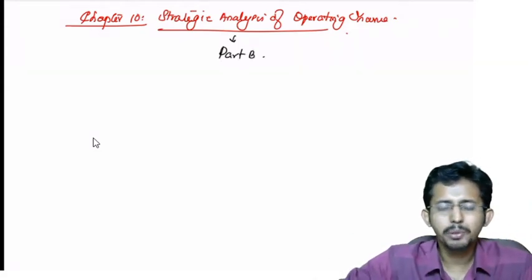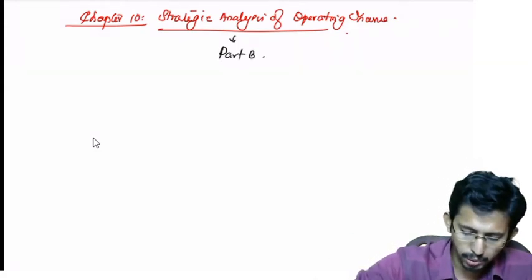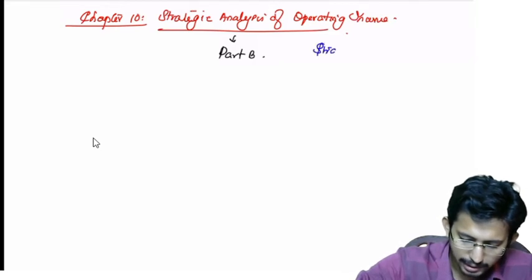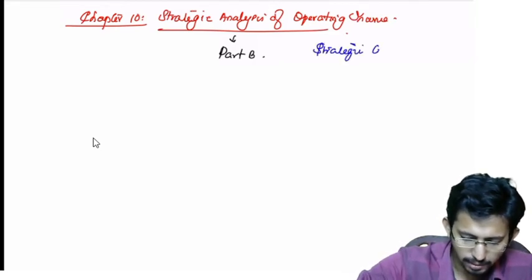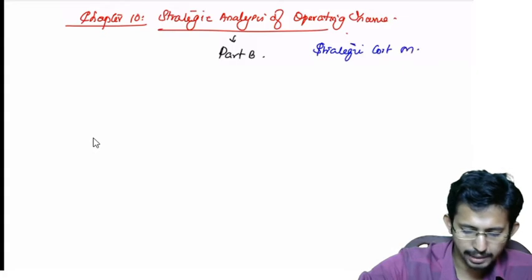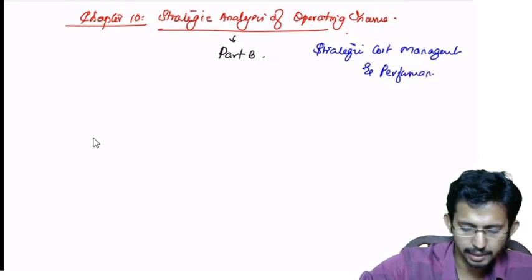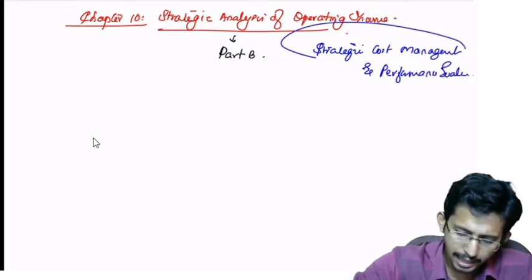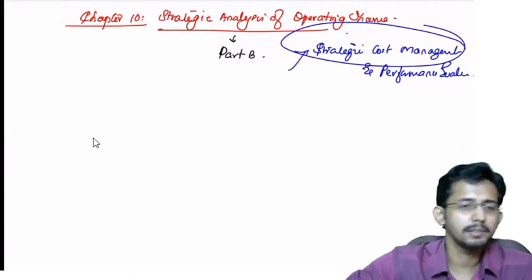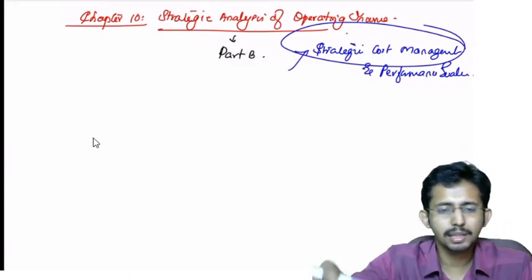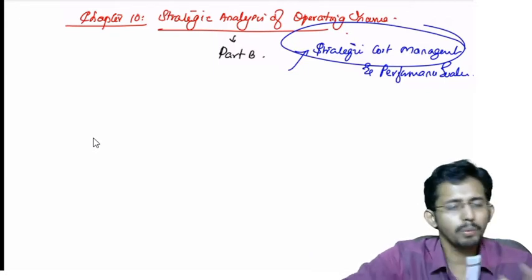Okay, if you see, the name of our subject was what? Strategic Cost Management and Performance Evaluation. Am I right? Part A was all about strategic cost management. That is what we saw till the previous session. Strategic cost management: how to manage your cost. We saw various techniques, etc.